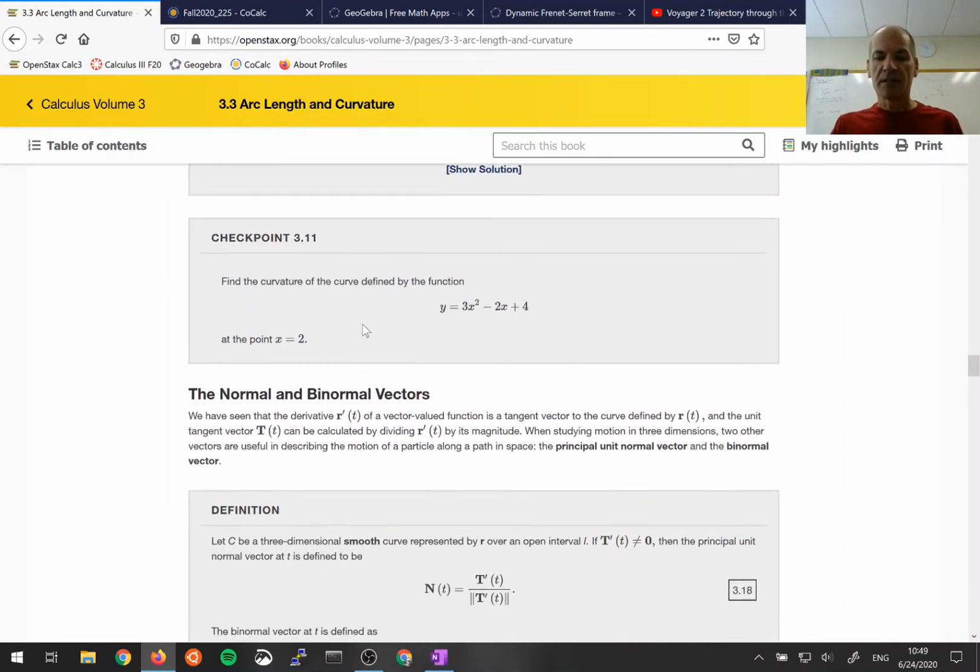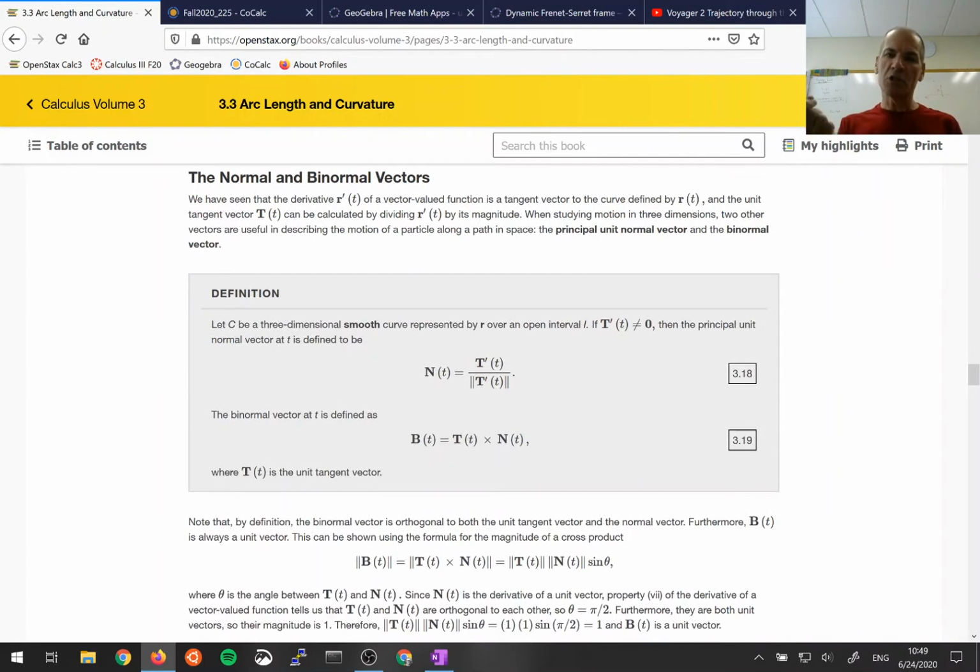All right, next on the agenda, we already have a definition for the unit tangent vector. That's just r prime over the magnitude of r prime. We're now going to define two new vectors, the unit normal vector, which we define to be T prime divided by the magnitude of T prime. We start to see a pattern here.